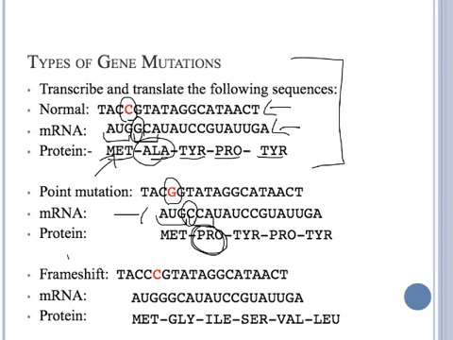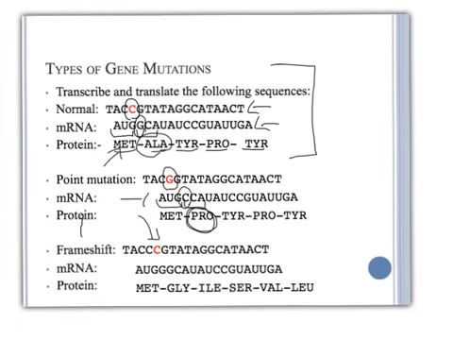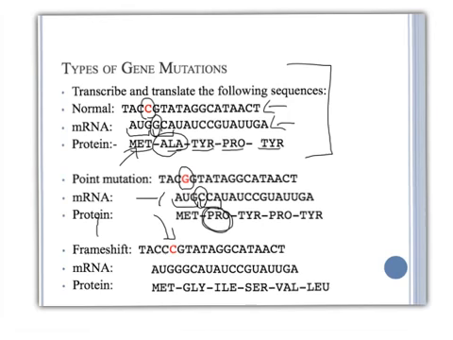Contrastingly, if you look at a frameshift mutation, instead of changing one base to another, I'm inserting an extra C. I'm putting an extra letter into my DNA sequence. So now I also have an extra letter in my RNA. What's different about a frameshift mutation is that if you compare the codons in this RNA to the codons in my original RNA, I'm reading completely different codons.